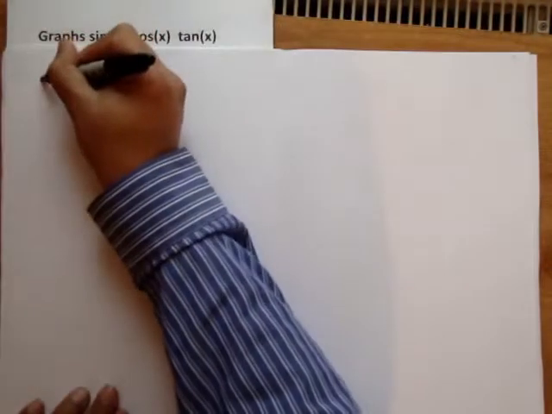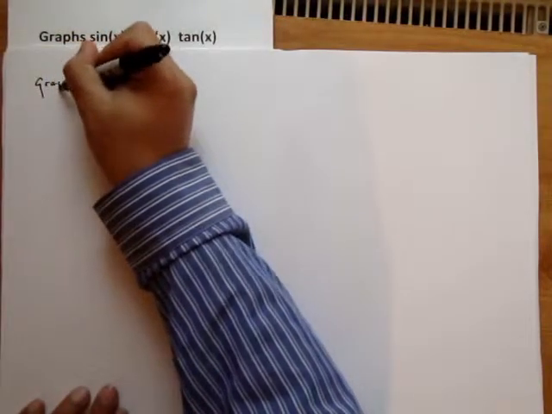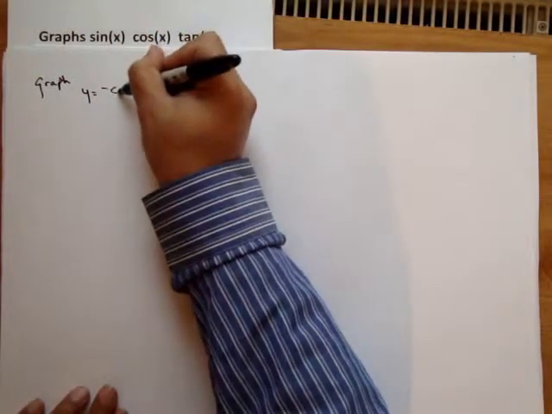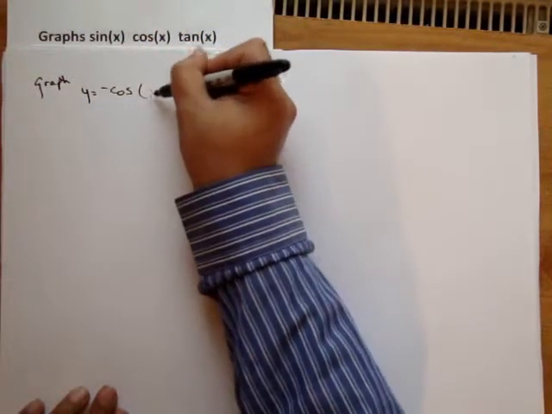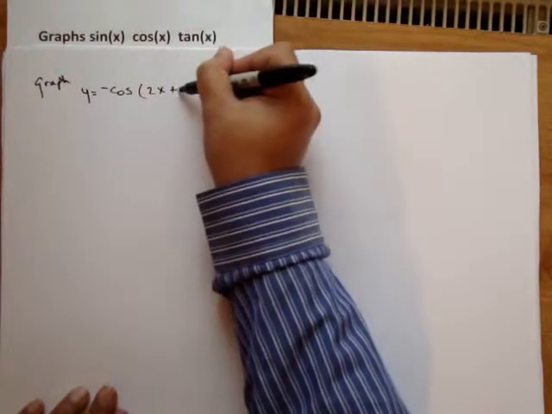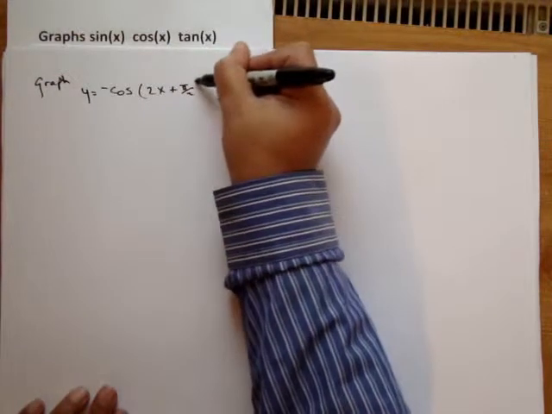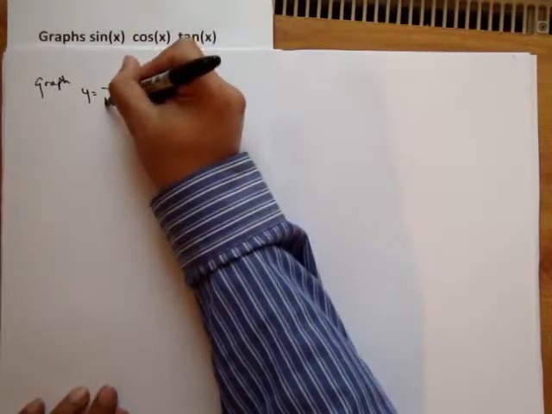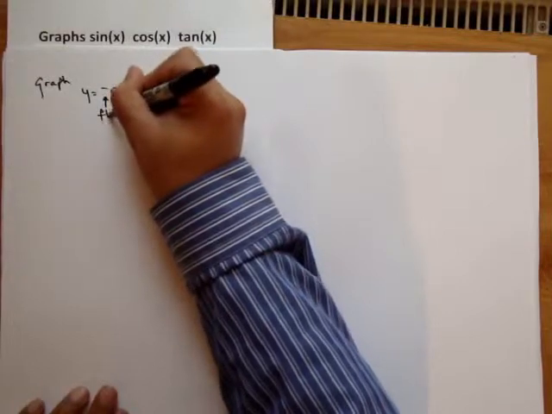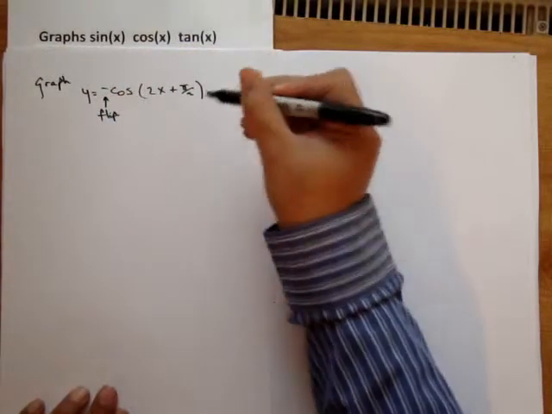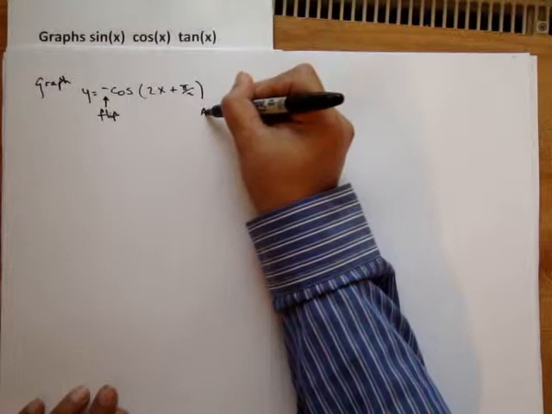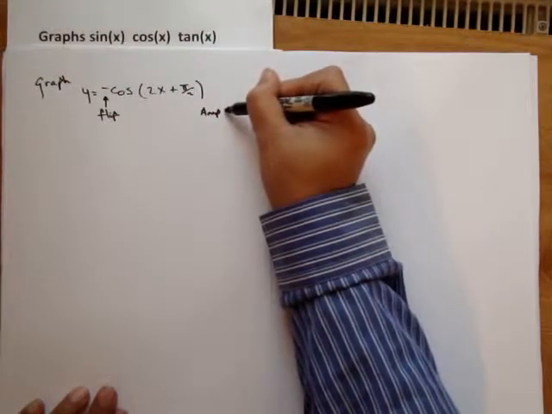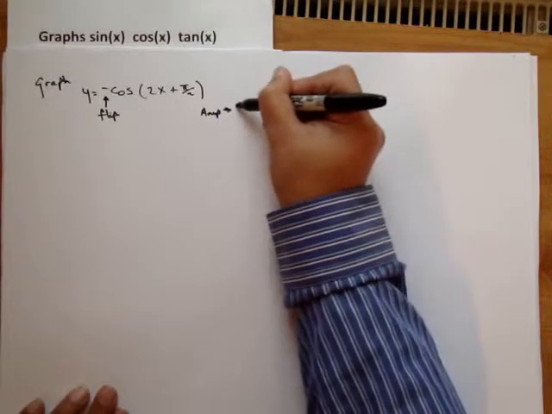Okay, we're asked to graph y equals minus cos 2x plus pi over 2. So first we look at this. This means that there's a flip involved, the minus. Then we look at our amplitude. For the cos there's nothing, so the amplitude is 1.